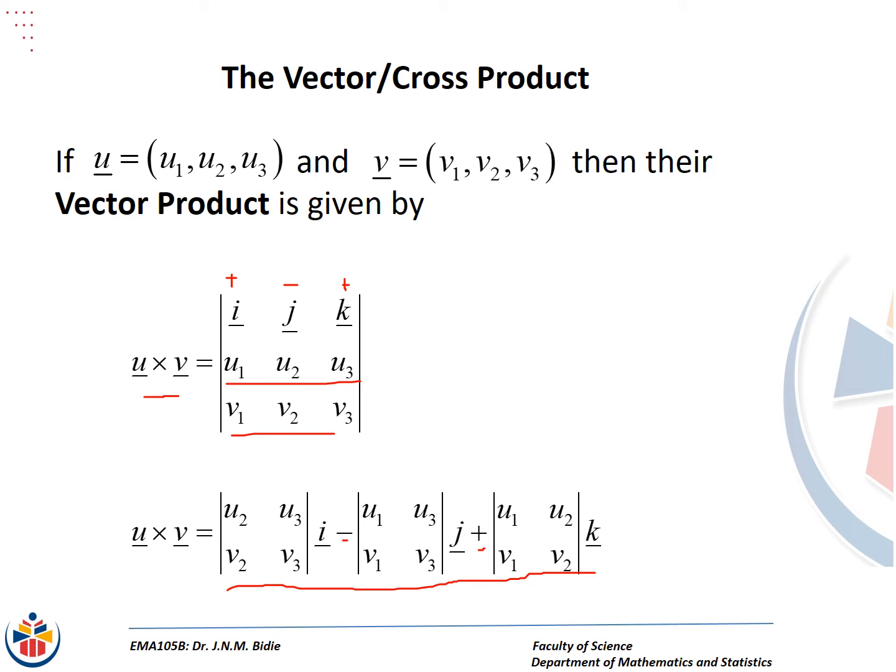And then it's easy to evaluate the determinant of a 2 by 2 matrix. So it's u2 v3 minus v2 u3 in the first one. In the second one, u1 v3 minus v1 u3. And then the last one will be u1 v2 minus v1 u2. I hope we still remember how to evaluate the determinants of a 2 by 2 as well as a 3 by 3 matrix.